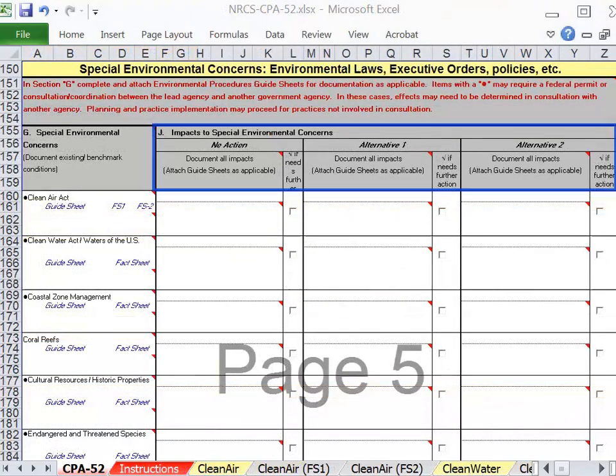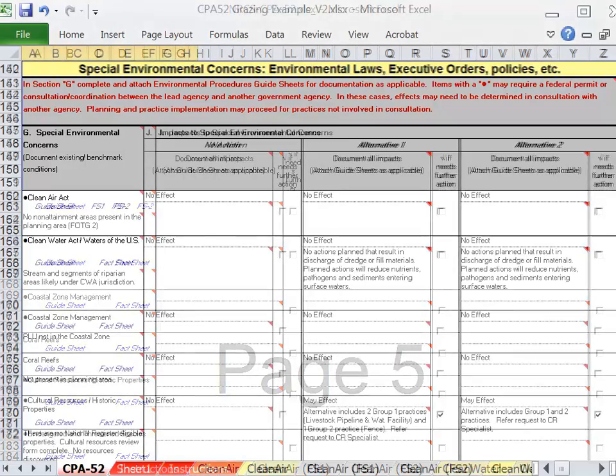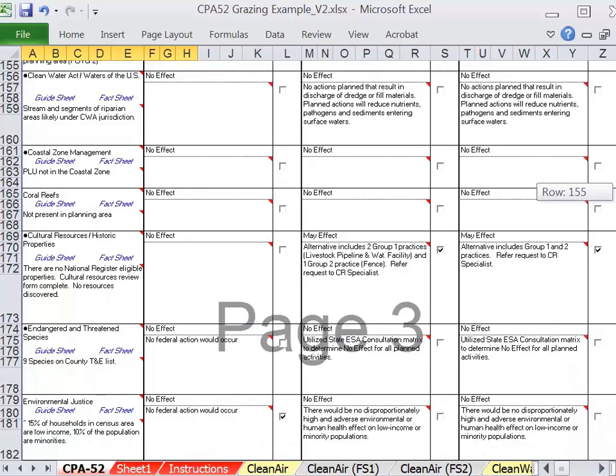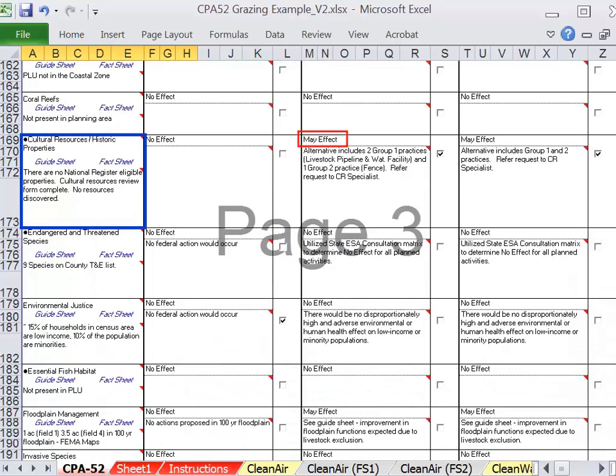In section J, Impacts to Special Environmental Concerns, guide sheets and fact sheets provided within the CPA 52 form were followed to help determine the impact of each alternative on the benchmark condition. Once again, thorough documentation indicates that the impact on each special environmental concern was considered and that NRCS complied with the requirements of laws, regulations, and executive orders, as well as its own policy. For each special environmental concern, be sure to indicate if the alternative may affect or has no effect on the benchmark condition, and type in the reasons for the choice you made.